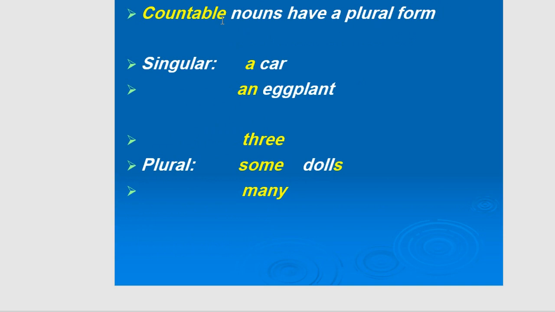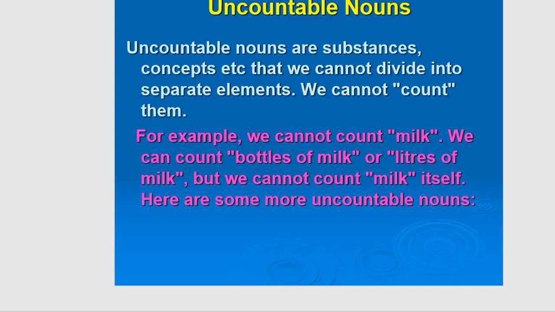Again, a countable noun can also have a plural form: a car, an eggplant, 3 cars, or some eggplants. So you can make it singular or plural based on the context or the sentence itself.